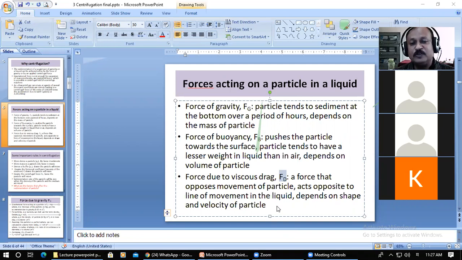This force is also dependent upon the viscosity of the medium, right? If the medium is a denser or more viscous medium, then the particle will experience a greater force in the opposite direction. And if the liquid is like water, with minimum viscosity, then the force experienced by the particle will also be less.